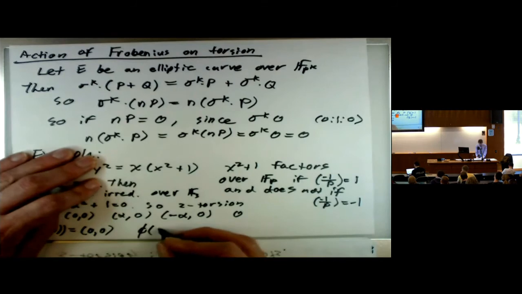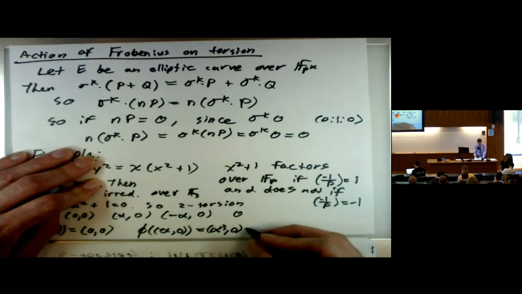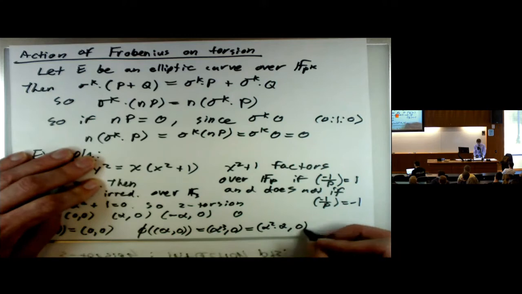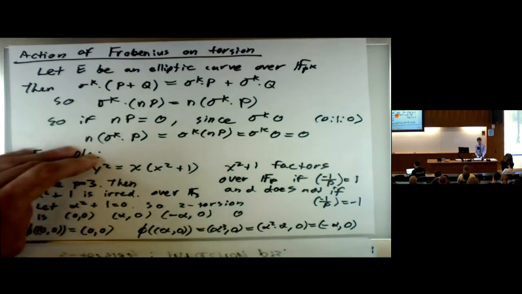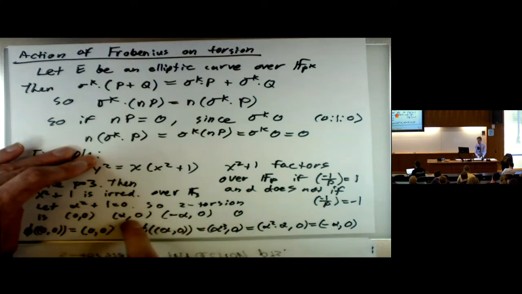Phi of (alpha, 0) equals (alpha cubed, 0), which equals alpha squared times alpha, which equals minus alpha. So what phi does is it exchanges these two 2-torsion points and fixes this one.